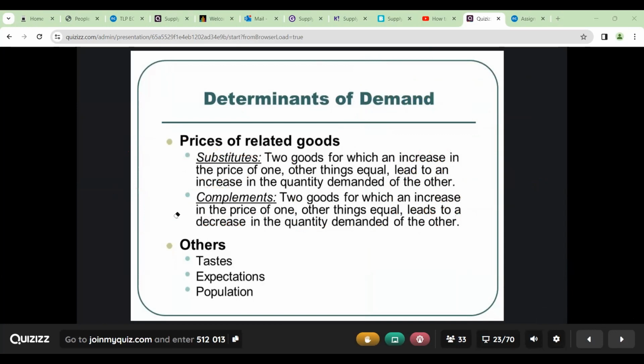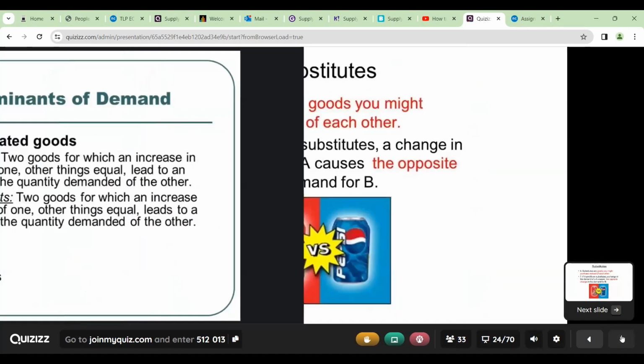So determinants of demand: prices of related goods. Substitutes, two goods for which an increase in the price of one, other things equal, leads to an increase in the quantity demanded of the other. Complements, two goods for which an increase in the price of one, other things equal, leads to a decrease in the quantity demanded for the other. So there's taste, expectations, population. So we'll go through some examples of both here.